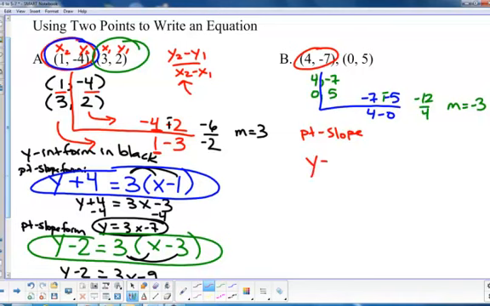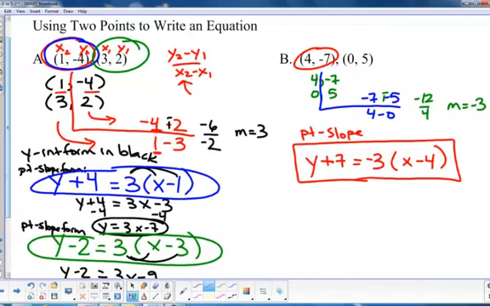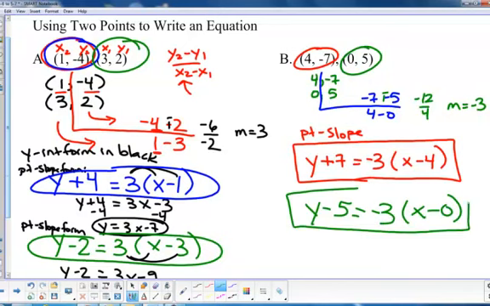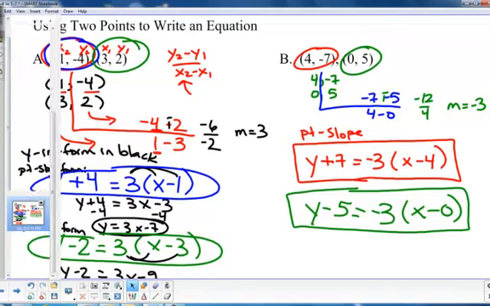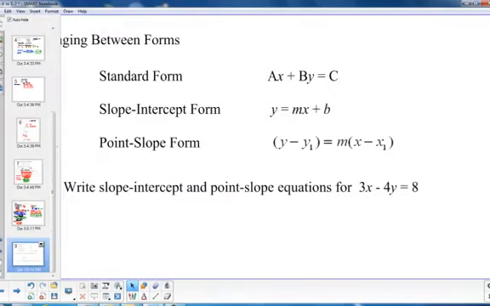Y minus negative 7 equals my slope, which is negative 3, times x minus 4. This time I'm going to do it like you're doing it on your homework and be done, but you're welcome to convert it to all of the forms. It's so fun. Y minus 5 equals negative 3 times x minus 0. That's my other point-slope form. Again, if you put those both in y-intercept form or standard form, you'll get the exact same answer. It's all the same. Everything's the same.